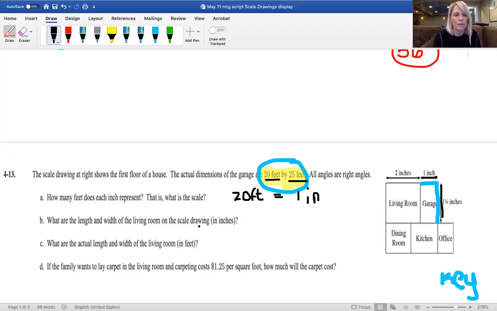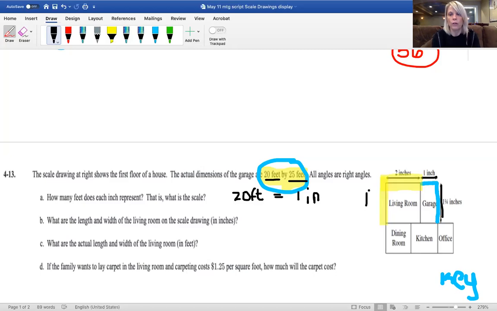So let's figure out the living room. We know this, that should be the easy part, but we also want to figure out this. So what do you think for here? The living room is set up as far as the width, it's 2 inches. How deep it is, the depth of it is 1 1/4 inch. So what would that be then? What would be the scale, or I should say the actual measurements of the living room.